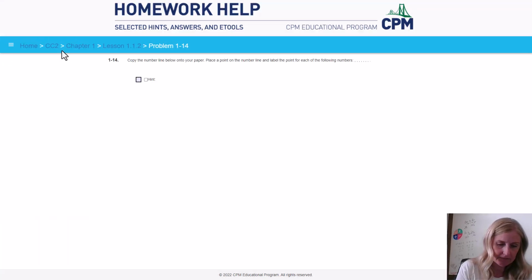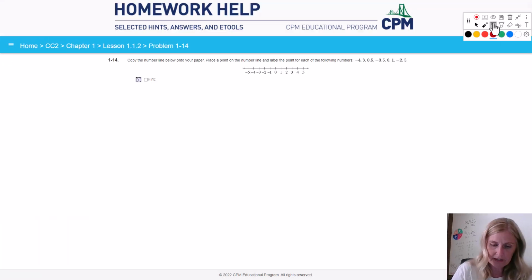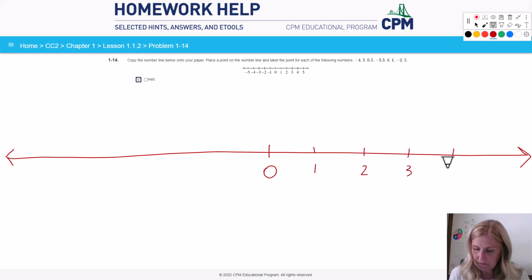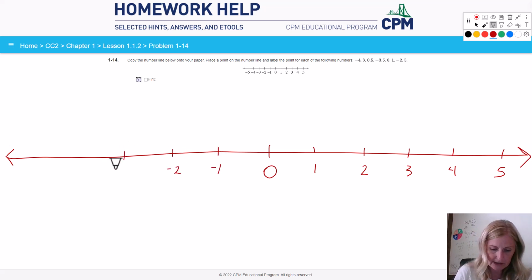Number 14. So that's copy the number line below and label the point for each of the following numbers. Okay. Let me make another number line so it's bigger so we can see it better. Let's call that 0. Looks like we're going to go up to 5 and then -5. Now, ideally, these would be spaced perfectly and equally, but I am doing the best I can, just eyeballing it.